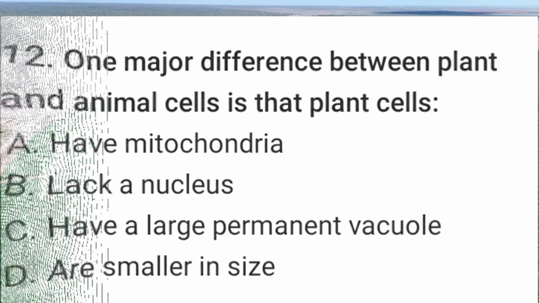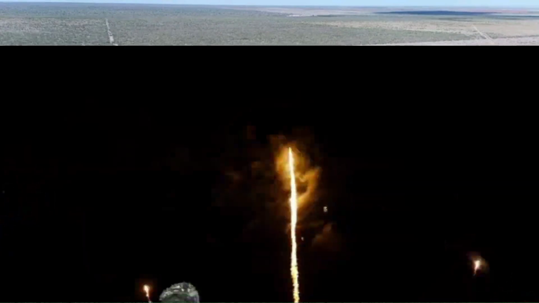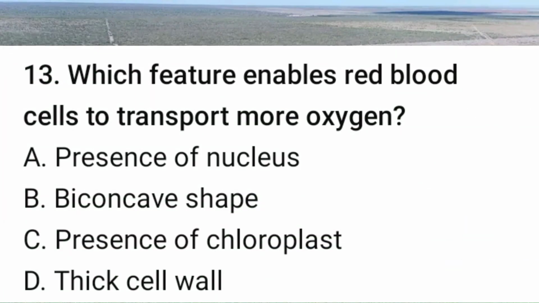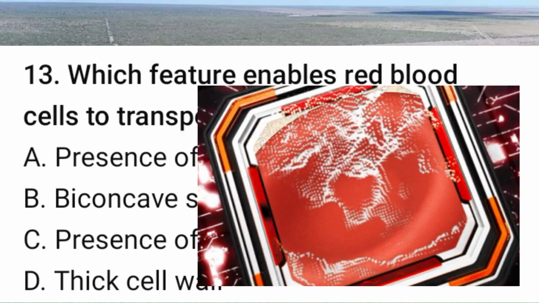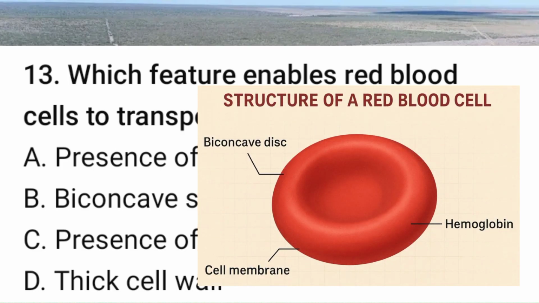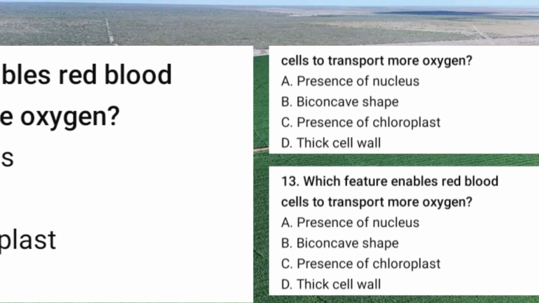Section E, specialized cells. Which feature enables red blood cells to transport more oxygen? Presence of nucleus, biconcave shape, presence of chloroplasts, weak cell wall. The answer is B, biconcave shape.